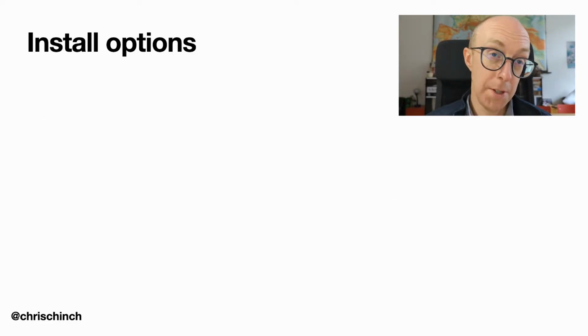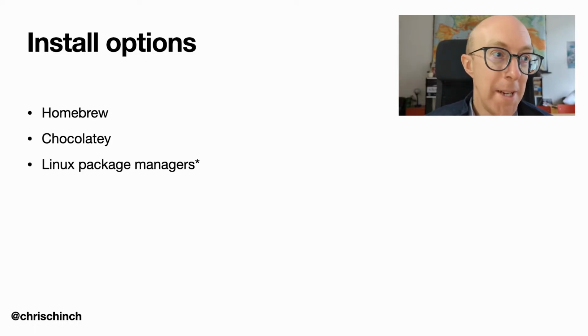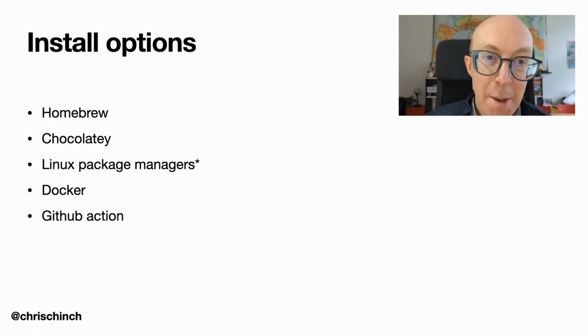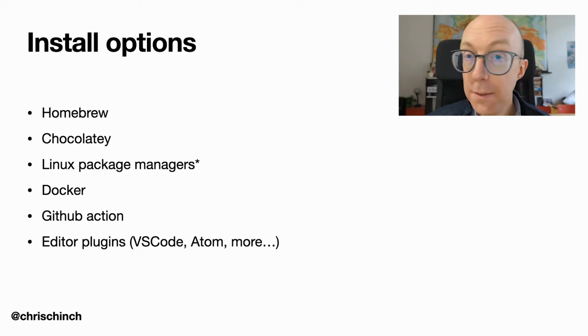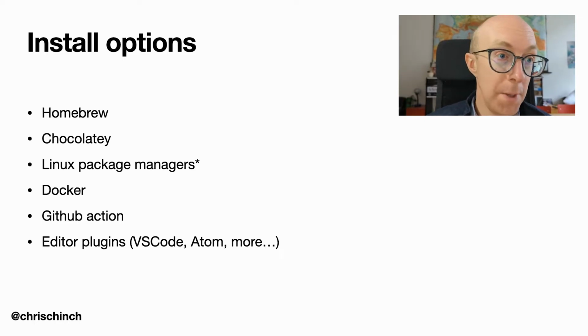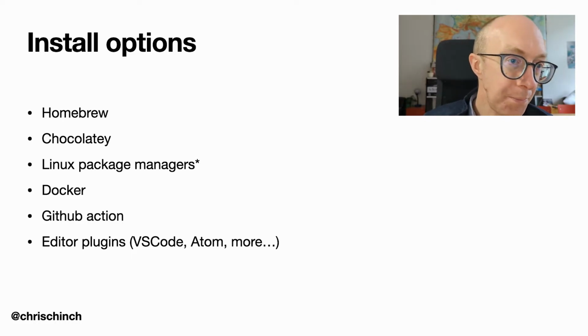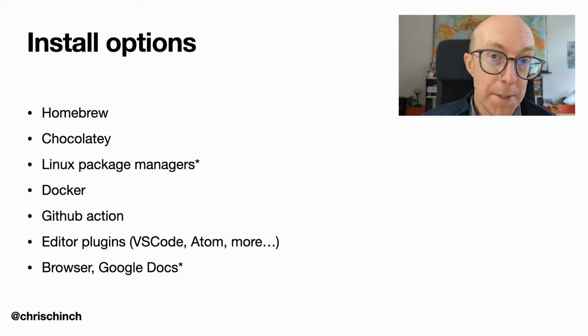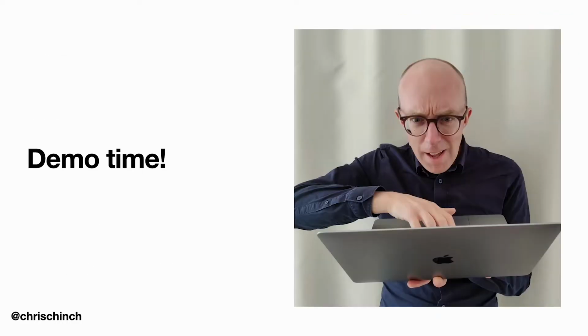What are the install options? Well, as something that's open source with quite a large ecosystem, there are quite a few. Homebrew, Chocolatey, Linux package managers, Docker, GitHub Actions if you want to run them on CI builds, and also plugins for editors. Lots and lots of common editors. And of course, there's also a binary you can just download and install as well. And browser and Google Docs if you use Vale Server, which, as I previously mentioned, was commercial up until quite recently.